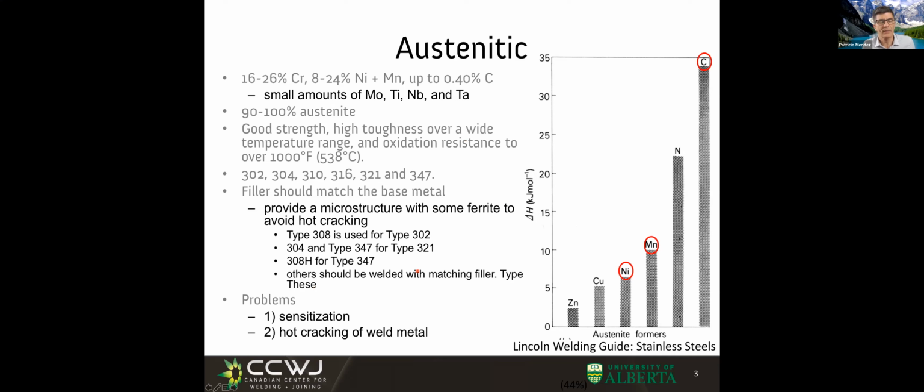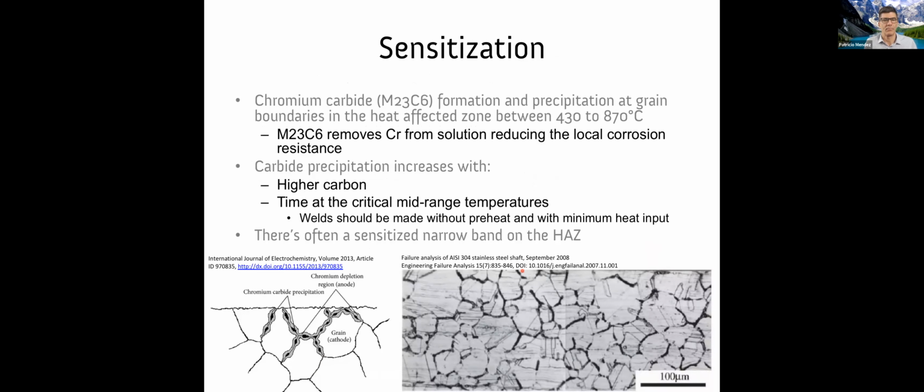What problems can they have? One is sensitization, which I just discussed. You tend to put a lot of carbon to stabilize the austenite, and then the carbon wants to make friends with the chromium, and then you have no corrosion resistance and no toughness, right? Everything is wrong. The other problem is hot cracking. And I'm going to be discussing hot cracking later on because it's very interesting. So problem number one, sensitization.